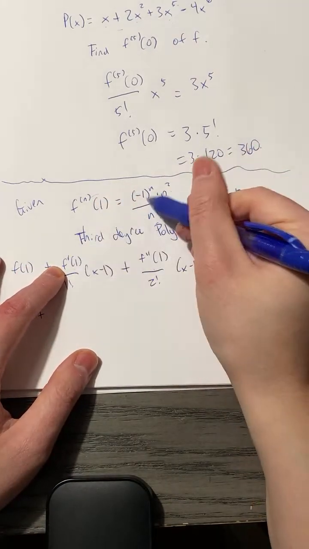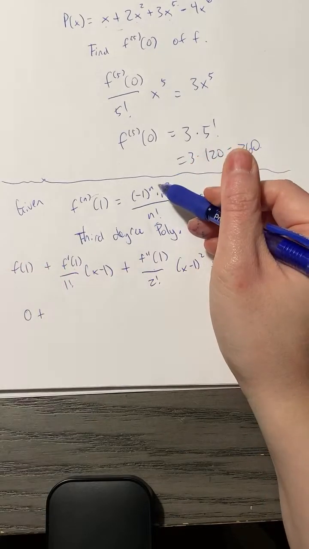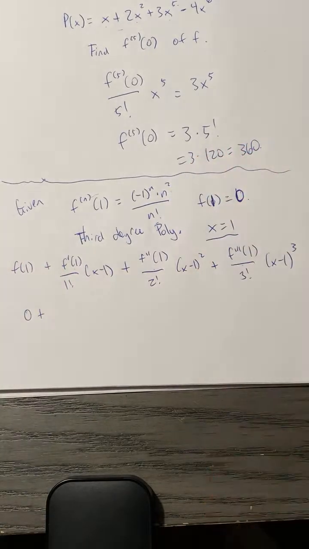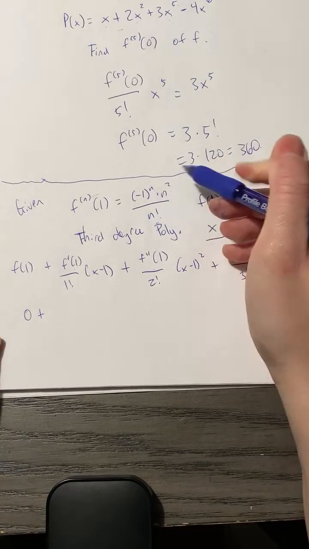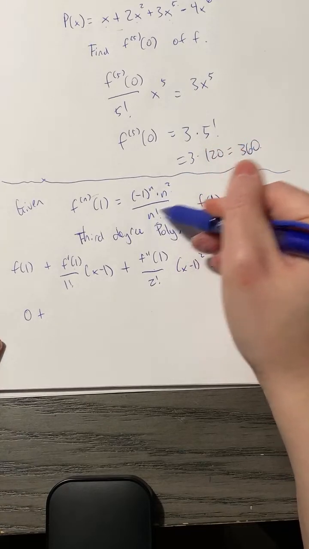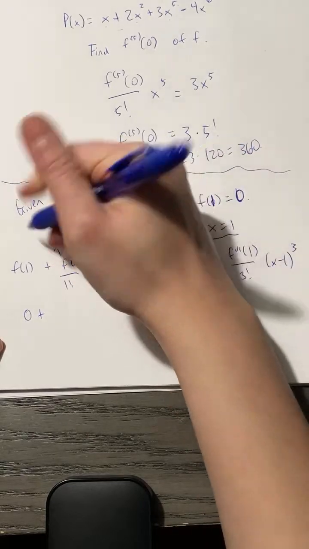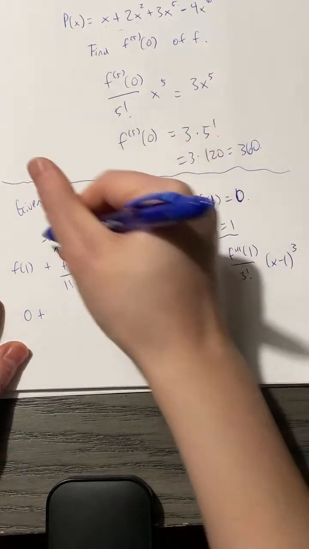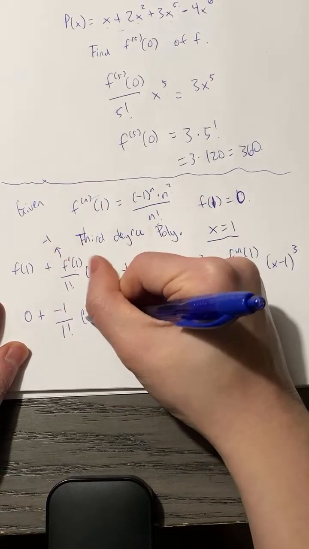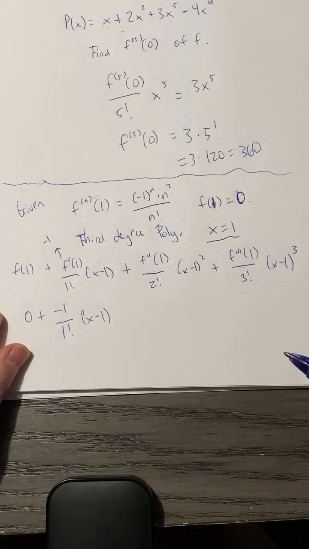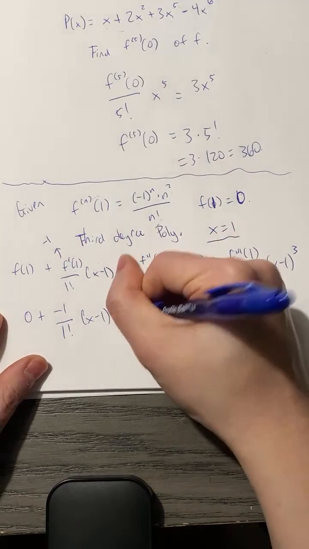So when I plug in 1, negative 1 to the 1, that's the alternating part. I just know that it alternates between positive and negative, and negative 1 to the 1 is negative. So this will be the first negative 1. And I think if you plug in 1 to all this, you're just going to get that f prime of 1 is negative 1. So I'm going to replace f prime with negative 1. But I still divide by the factorial. Hopefully that makes sense.